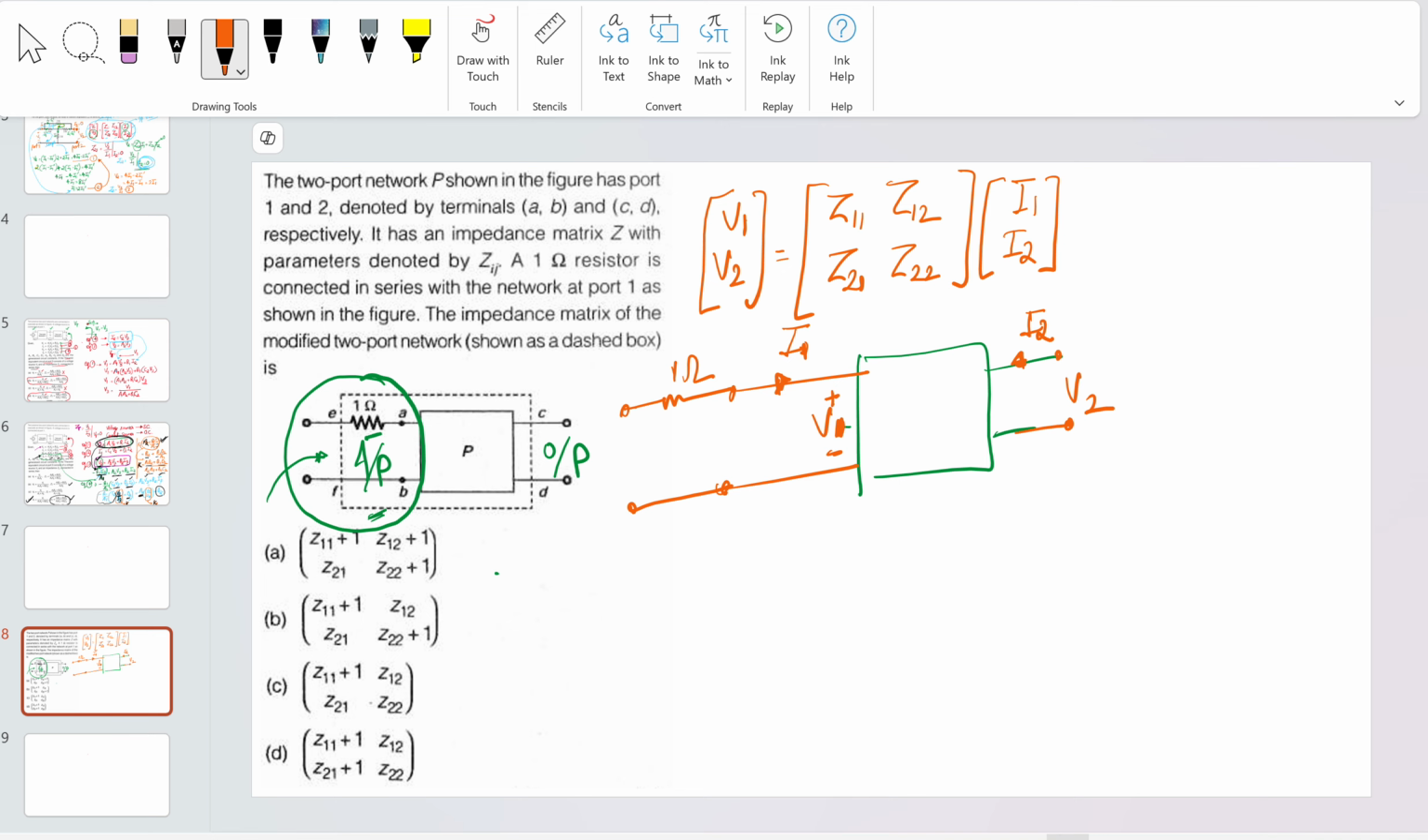Okay. So now what is the new value? The new value is equal to V1 dash. Okay. And the output part will not be affected. There are no voltage terms coming in to change the value. So this is actually the two port.